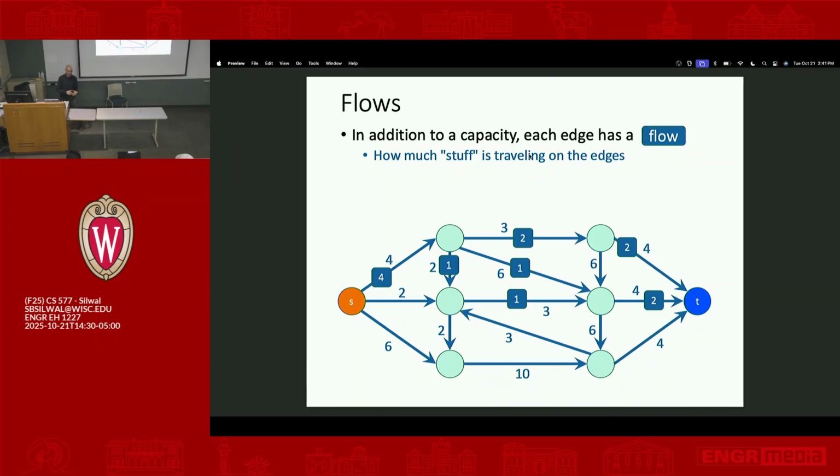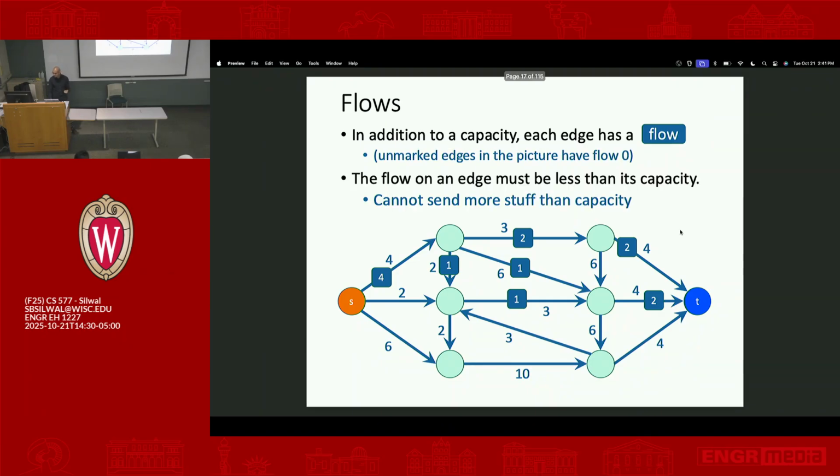So a flow is just a way to say, here's a plan that you can follow that will send some stuff from S to T. Let me just trace the arrows. S is going to send 4 units of flow. And how is it going to do that? Well, 4 is going to go here, and then from here it's going to split up and so on. And at some point, 4 is going to end up at T.